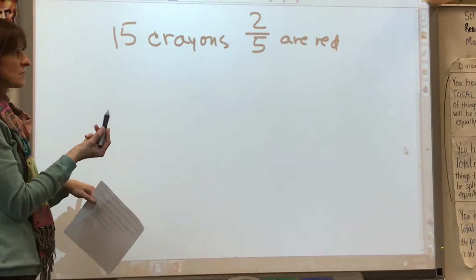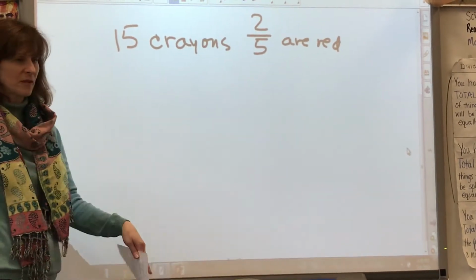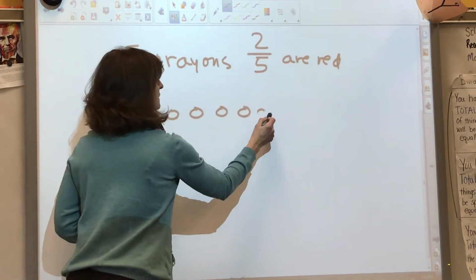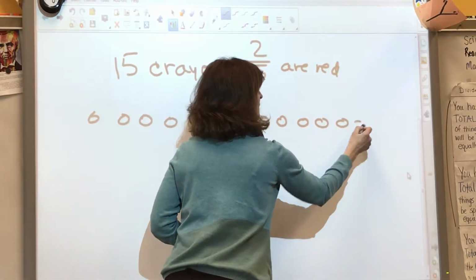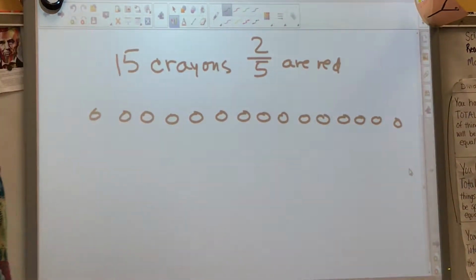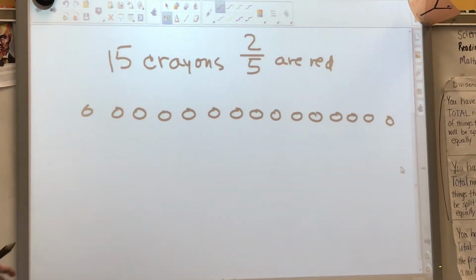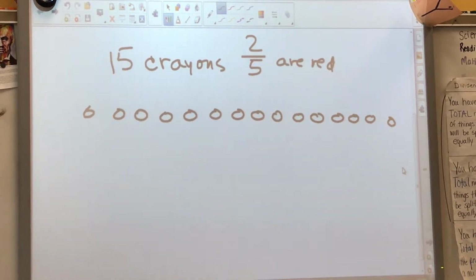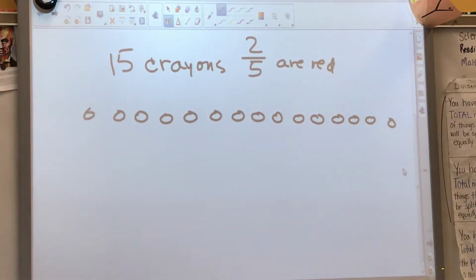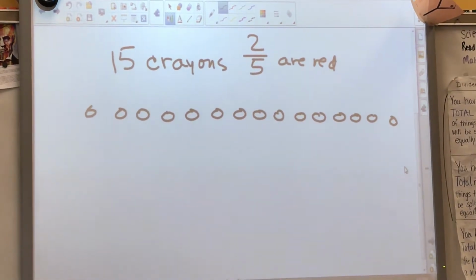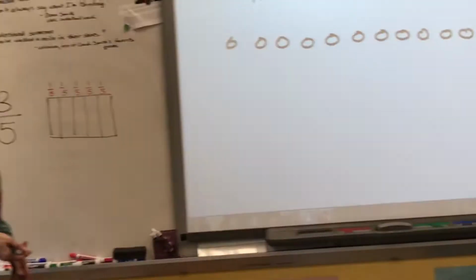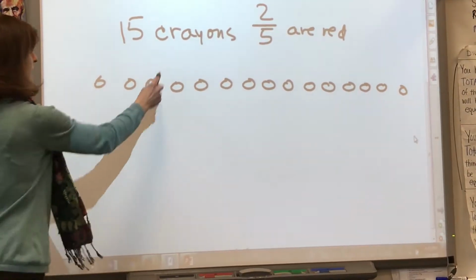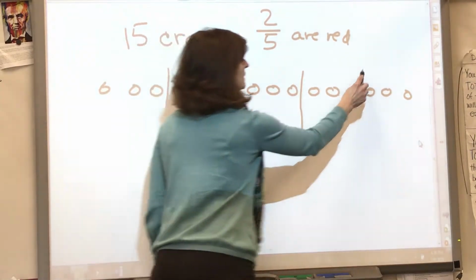When students were stuck, I would say, well, draw something to represent crayons. It doesn't matter what they look like. Okay, so there's your 15 crayons. Then I would say, how are we going to show what we want to know? We're counting fifths. What does the fifth mean? And they would go, oh, divide by 5, because we had talked about the denominator being the divisor. So I would go, what is 15 divided by 5? 3. And I'd say, okay, let's see if that gives us equal groups.